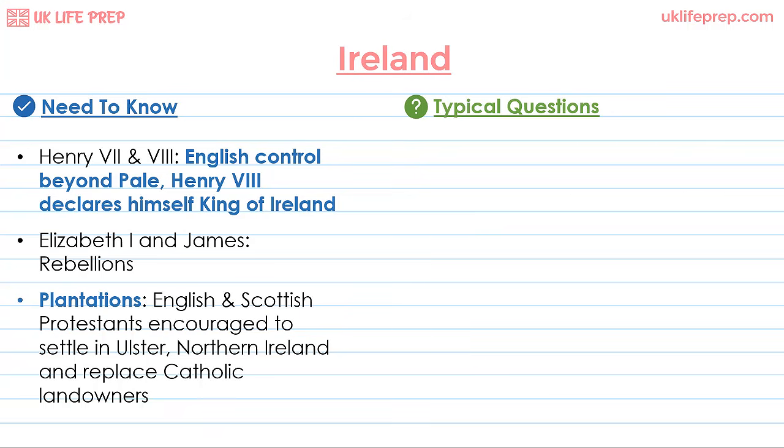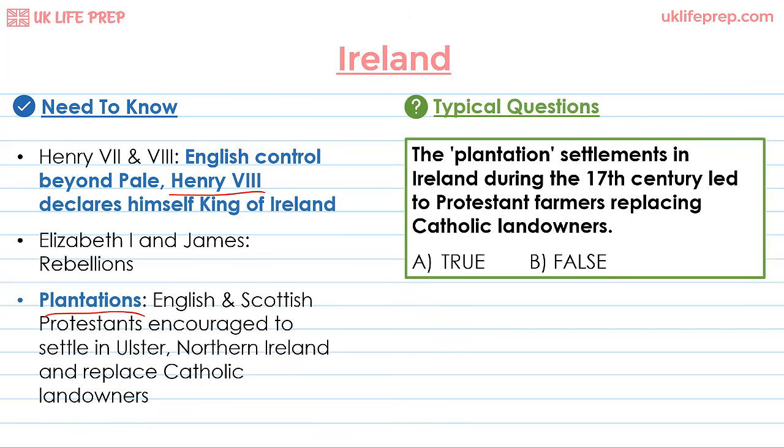This section is actually not too critical in terms of things I'd remember, but I'd suggest probably still remembering the following: who declares themselves King of Ireland, and what the plantations were. Looking at a typical question, the question reads, the plantation settlements in Ireland during the 17th century led to Protestant farmers replacing Catholic landowners, true or false? We saw that this statement was true.